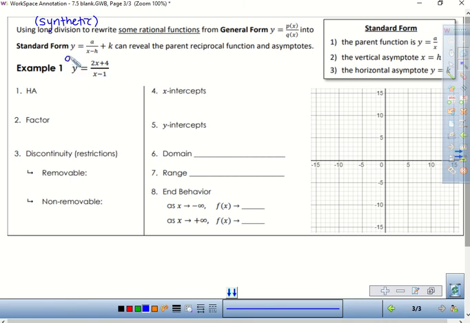Good. This one is in general form, right? I can tell it's in general form because I can't identify a k value. The a value is not a number. It's clearly not in standard form. So we want to go from general form to standard form.